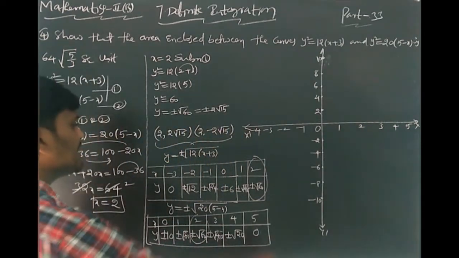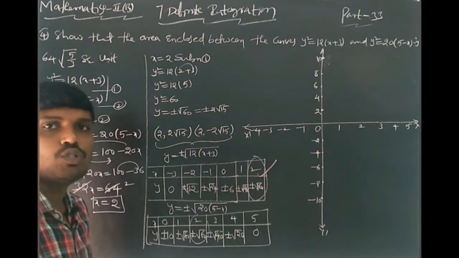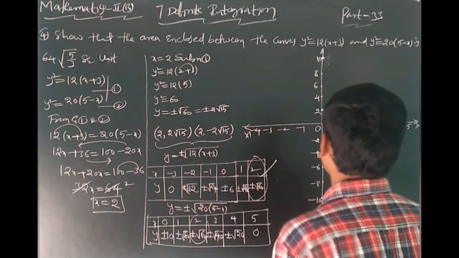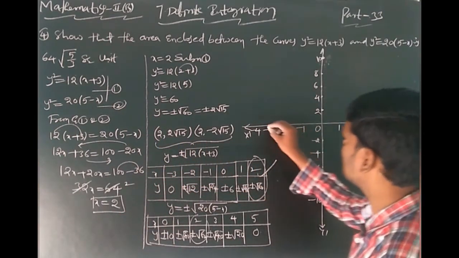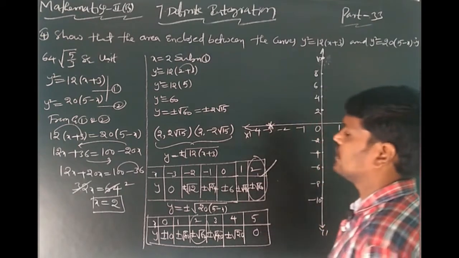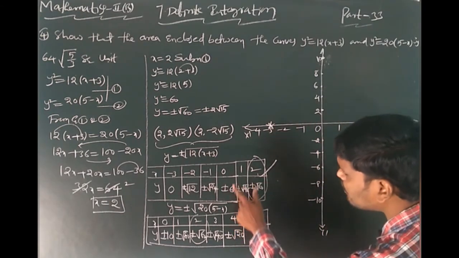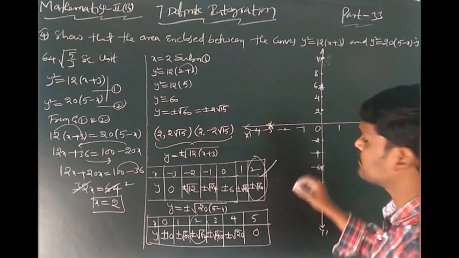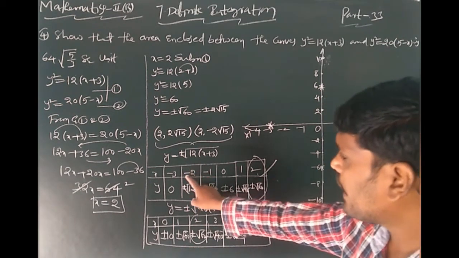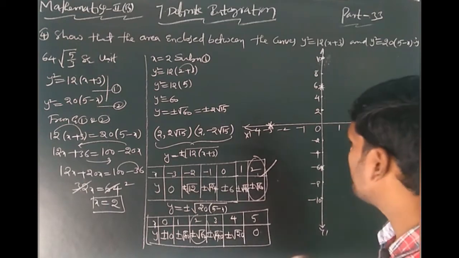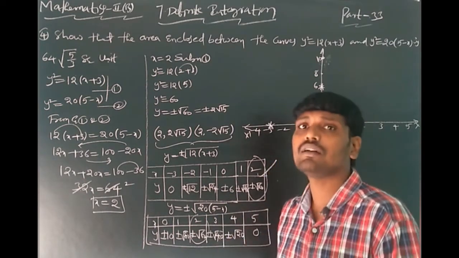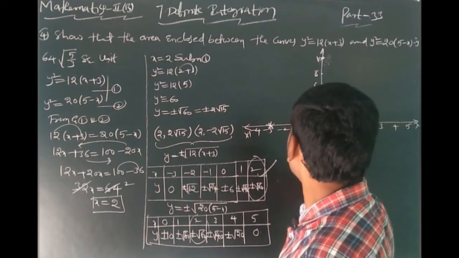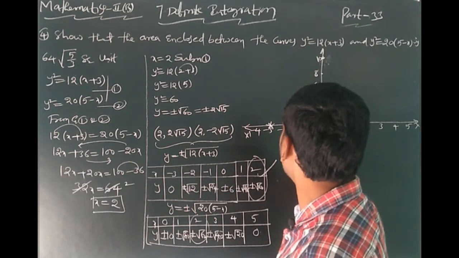First, using the first table, we draw the curve. Minus 3, 0 is this point. Next, 0 with plus or minus 6 is this one. Next, minus 2 with plus or minus square root of 12, whose value lies between 3 and 4.